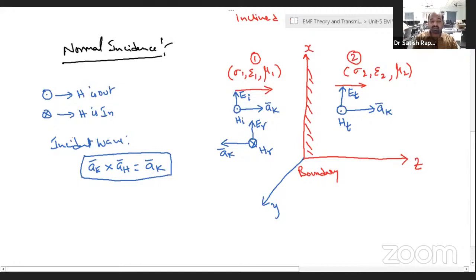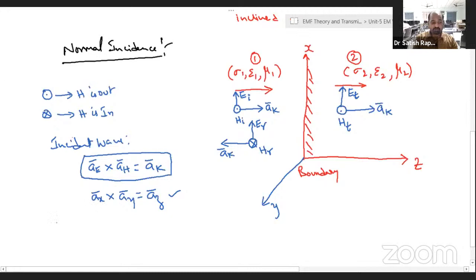So if you consider an incident wave, what is the direction of the electric field? Ax bar. And the direction of the magnetic field? Ay bar. And the direction of wave propagation is Az bar, right? So this equation is satisfied: Ax bar cross Ay bar is Az bar, that we know.